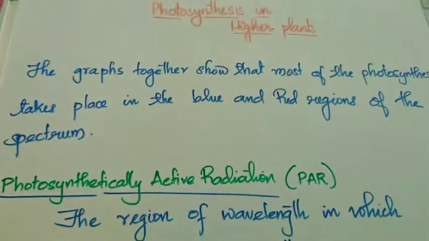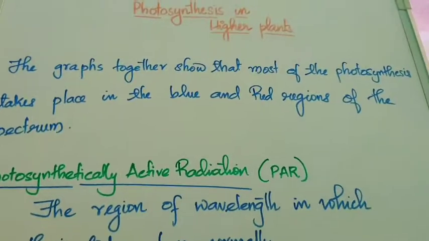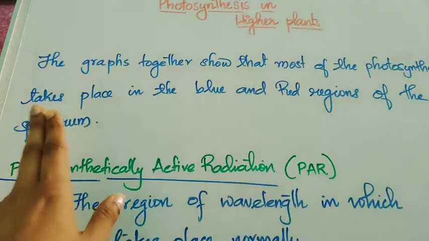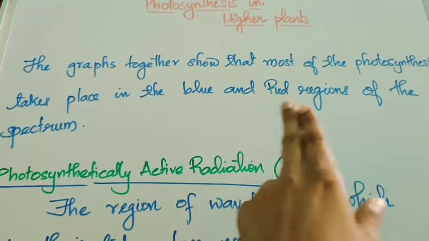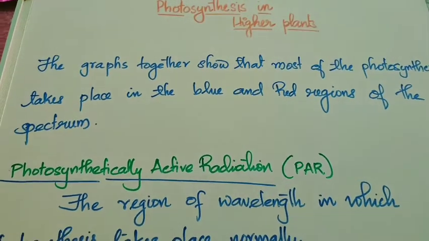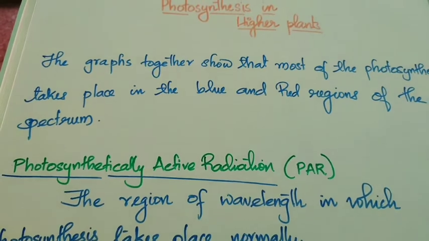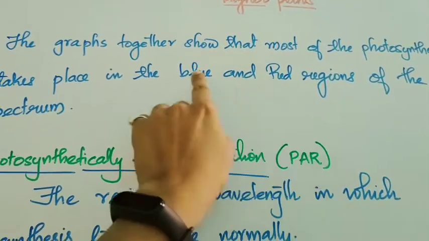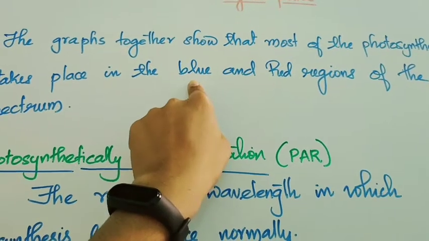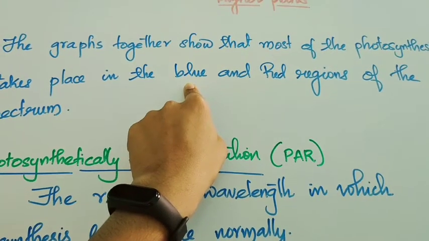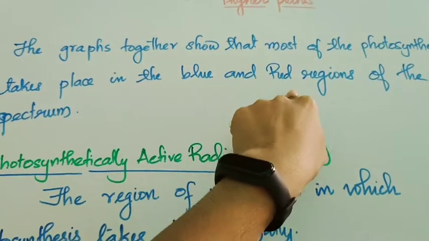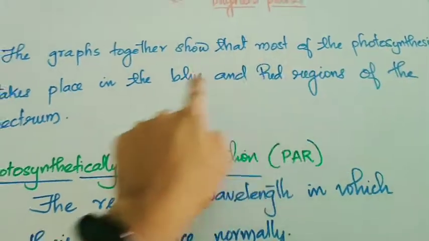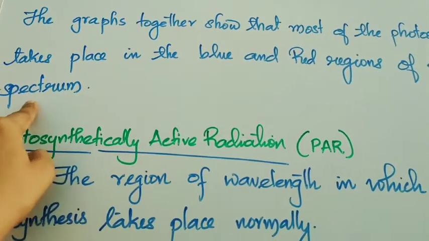All right. So from the graphs we can understand that most of the photosynthesis takes place in the blue and red regions of the spectrum. Most of the photosynthesis takes place in the blue and red regions. It is in these regions that peaks were observed, both in absorption spectra as well as in the action spectrum. So in the blue and red regions, photosynthesis is usually seen to be higher in the spectrum.